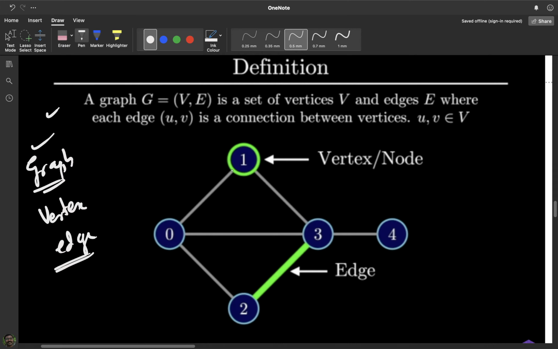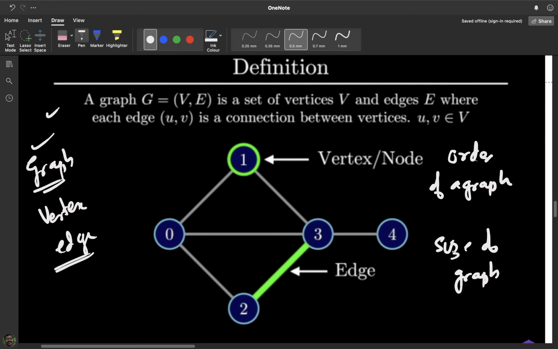Before that, there is one more thing: the order of a graph. Two concepts are there: the order of a graph and the size of a graph. Very simple things. Order means the number of vertices in the graph. So what's the order of the graph here? It is 5. The size of a graph is the number of edges. How many edges are there? 1, 2, 3, 4, 5, 6. So 6 is the size of this graph. Define the order of a graph and the size of a graph: order is the number of vertices and size is the number of edges.